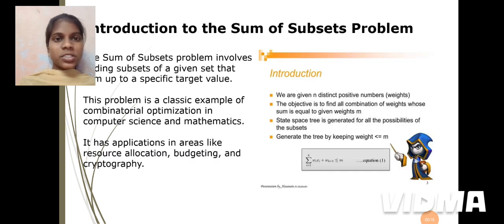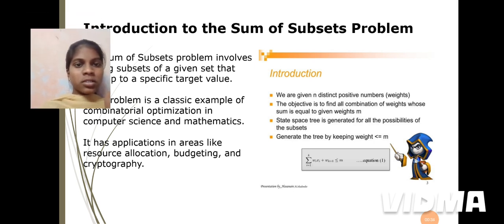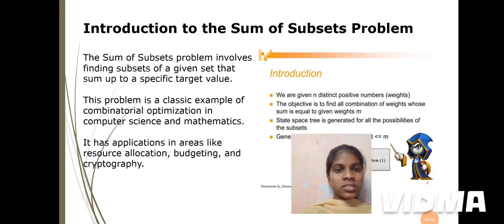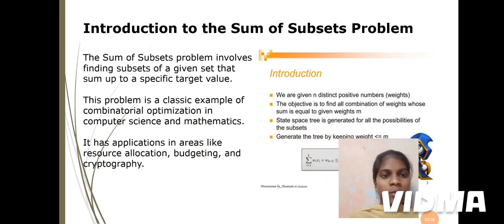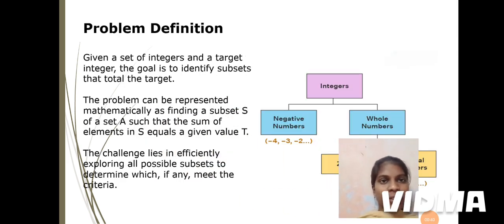Introduction to the sum of subsets problem. The sum of subsets problem involves building subsets of a given set that add up to a specific target value. This problem is a classic example of combinatorial optimization in computer science and mathematics. It has applications in areas like resource allocation, budgeting, and cryptography.